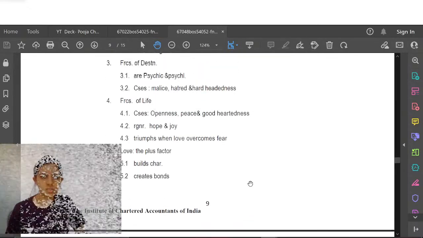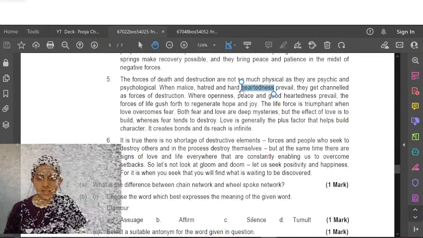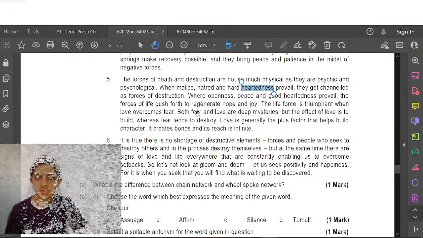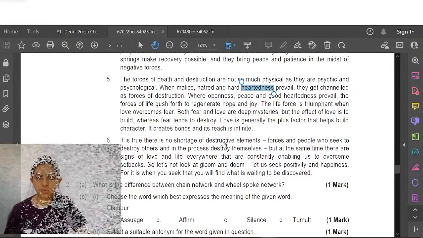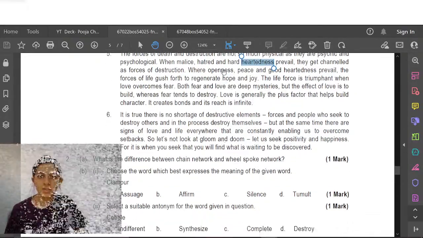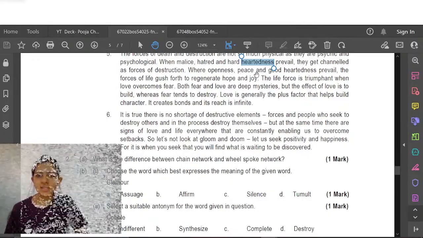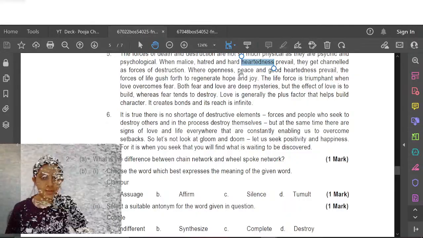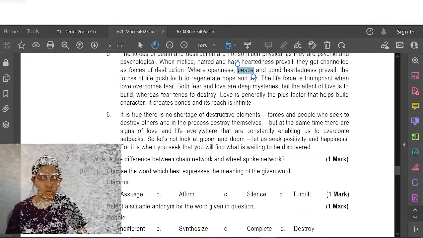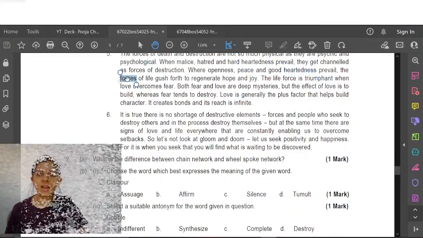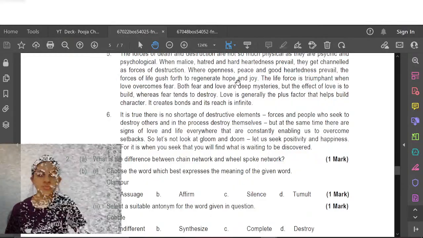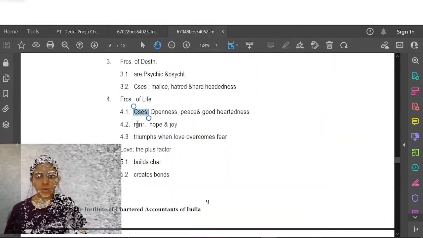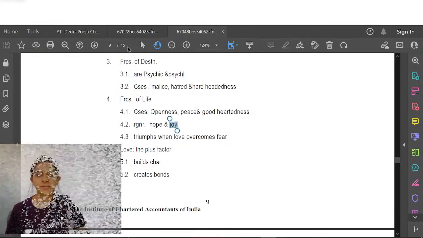Now, going to the next one. Since there is forces of death and destruction, they have also discussed about the forces of love. Let's see if we are able to find that. Where openness, peace, and good-heartedness prevail. So now forces of life will include what? Openness, peace, good-heartedness. The forces of life gush forth to regenerate hope and joy. Very easy. Forces of life causes regenerate hope and joy. Okay, let's continue.